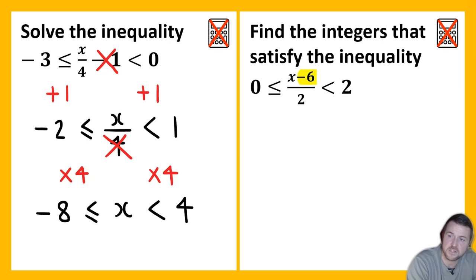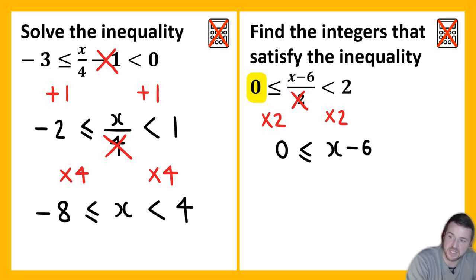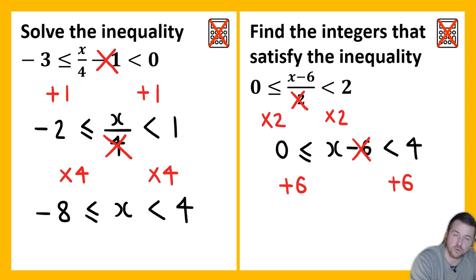This time, the first thing we did was subtract 6 from x before dividing through by 2, so applying the inverse would first involve multiplying all parts of the inequality by 2. 0 multiplied by 2 is 0, which is less than or equal to x minus 6, which is less than 2 multiplied by 2, which is 4. Next, I can add 6 to all parts. 0 plus 6 is 6, leaving me with x in the middle, and 4 plus 6 is 10.